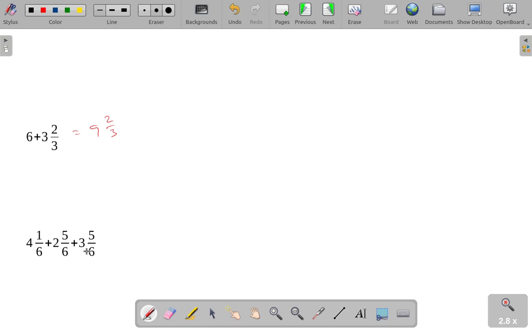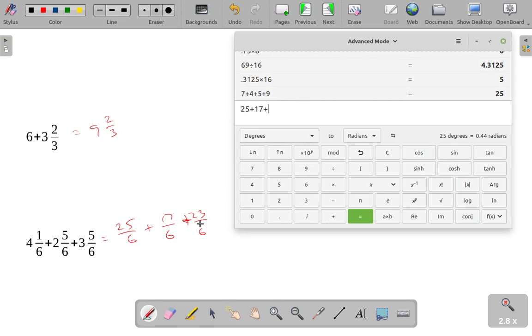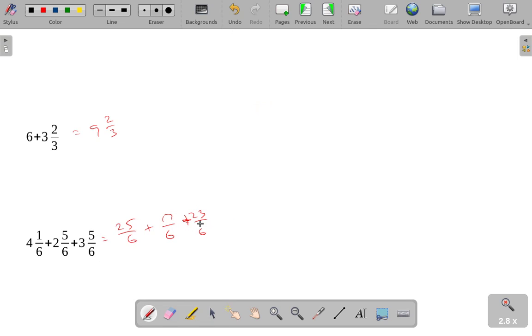If I was to add these together, I'm going to start off by converting everything to fractions. So 4 1/6 is, well, 4 times 6 is 24. Add that to 1, we get 25/6. Here we get 12 plus 5 is 17/6. And here we get 18 plus 5, which is 23/6. So now I have plus, not equals. Now I have 3 fractions, all with the same denominator. I can add those fractions together really easily. 25 plus 17 plus 23 gives me 65.